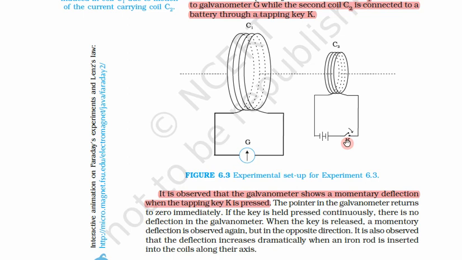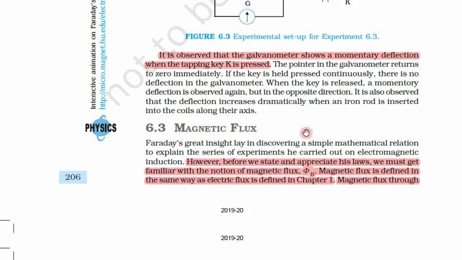So how do we change that? We simply switch off the key. So as we switch off, the magnetic field is changed from B to 0. Or we suddenly press the key, and the magnetic field suddenly increases from 0 to B. So in this way, we are changing the magnetic field. That means a changing magnetic field induces the current.